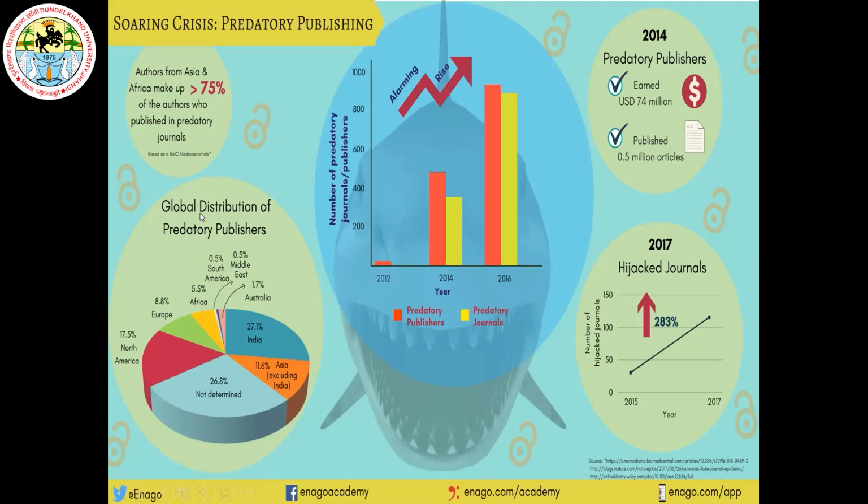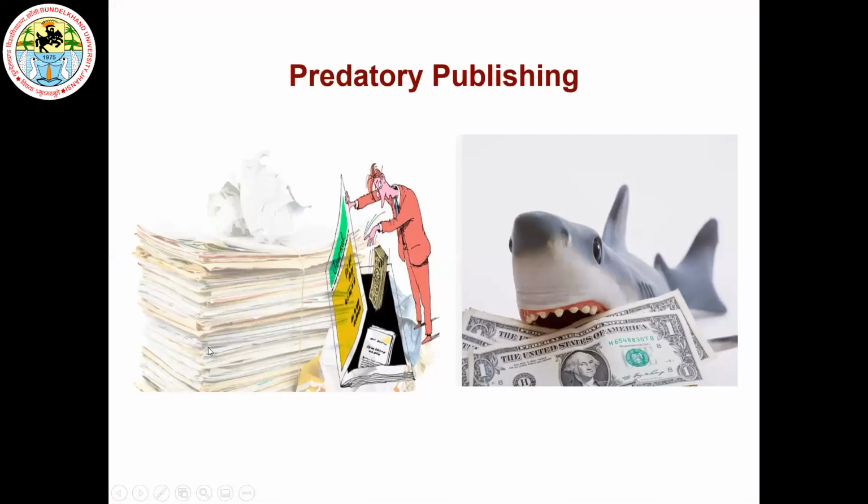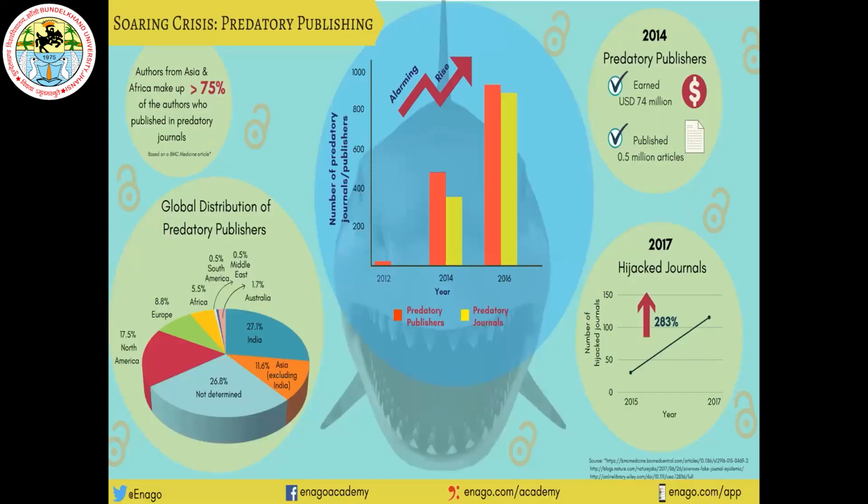Okay, and if you look at the bottom left panel, the global distribution of predatory publishers, you see India contributes 27.1%. Then Asia is 11.6%, and this is excluding India. So if you take it together, it goes to 38 or 39 percent. Okay, so Asia, including India, is the major contributor to the global distribution of predatory publishers. But Europe and North America are also partners in that.